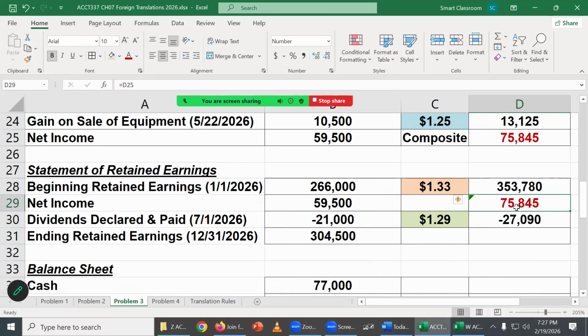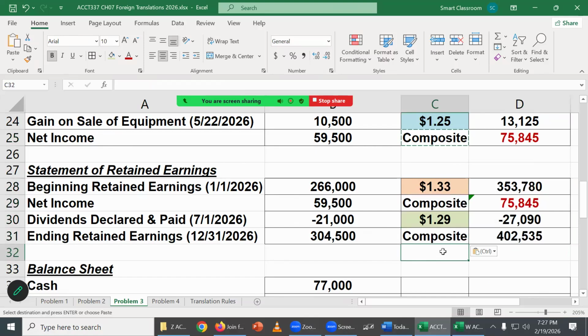Okay, so the income will be exactly the same, 75,845. Dividends declared and paid will be 27,090. And that's because we paid them on that date. You know exactly what they were worth. That'll be 402,535.